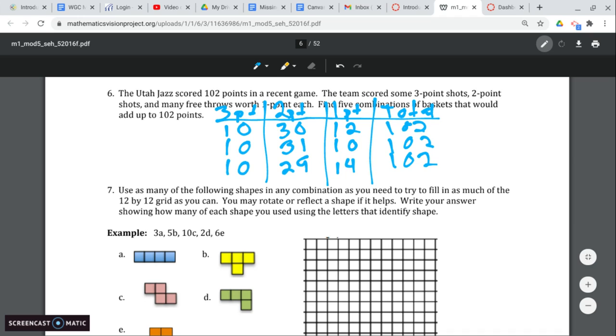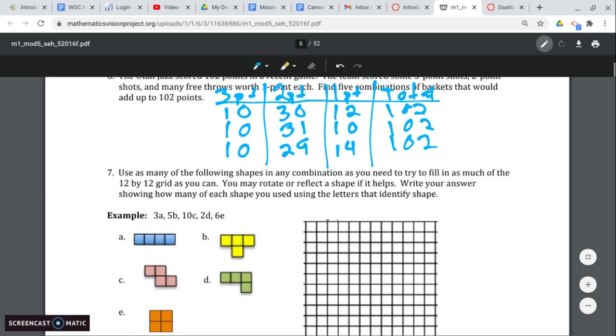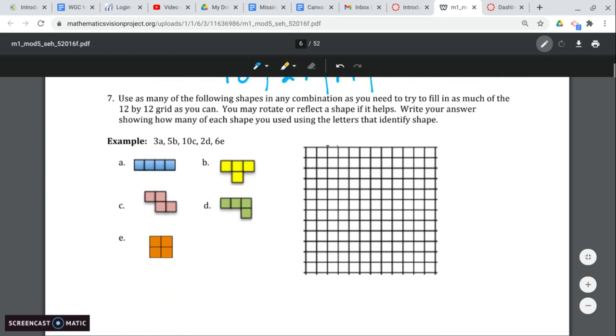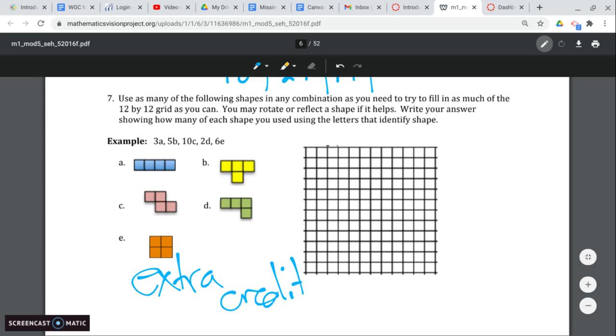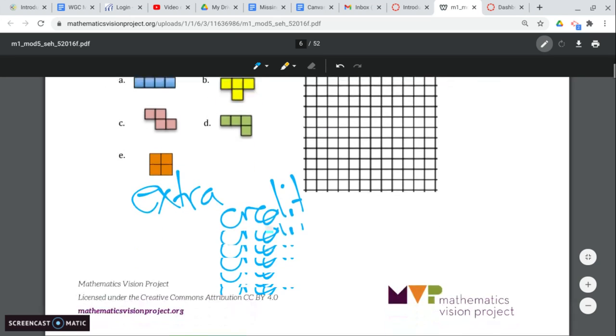So we can write equations to do this. We can plug in values and work it out to see what we get. But there's our solution. All right, number 7 is extra credit. You do not have to do it, but if you would like to, you can. It'll get you a couple points extra credit if you complete it, okay? All right.